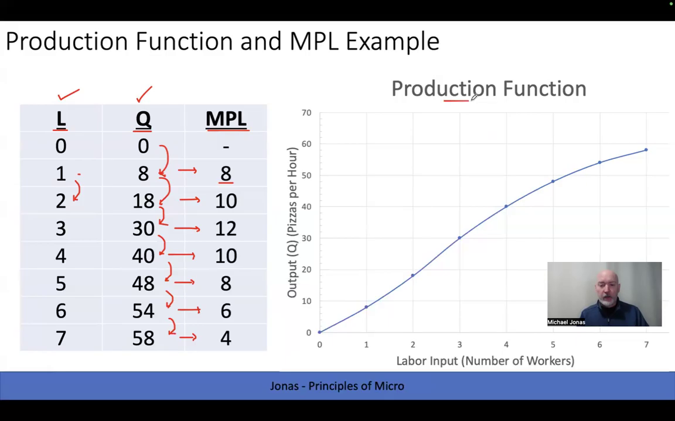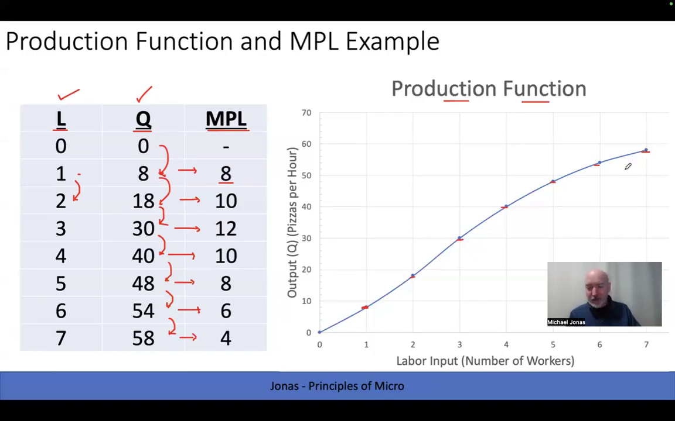On the right, what you see is, as advertised, the mathematical relationship between labor and output when capital is fixed. We've just plotted all of those points. So worker number 1, total output is 8. Worker number 2, total output 18, 3, 30. Worker number 4, 40, 48, 54, and 58. So just plotting those points, connecting the dots, we get this.